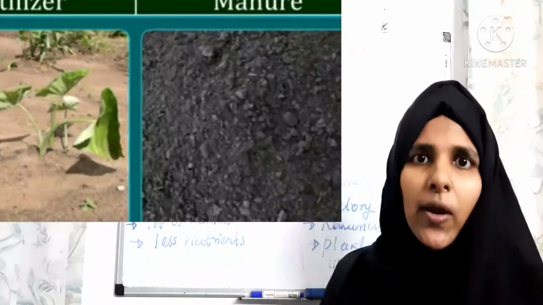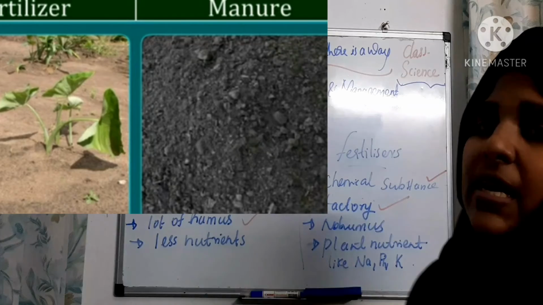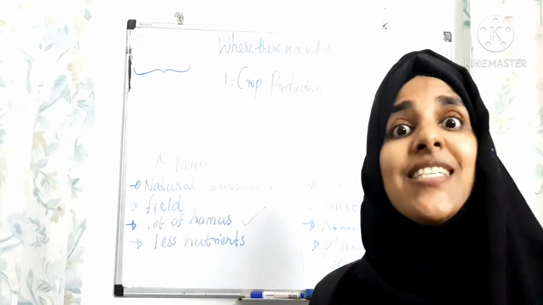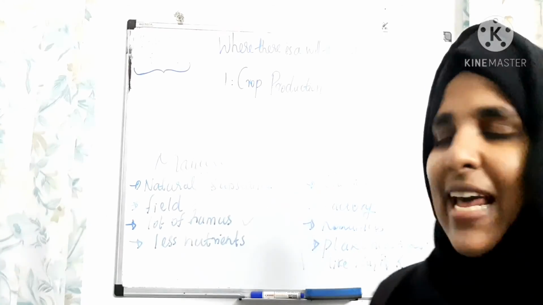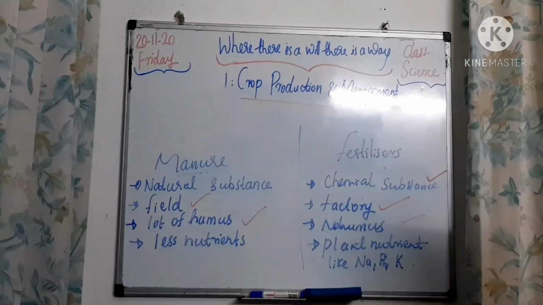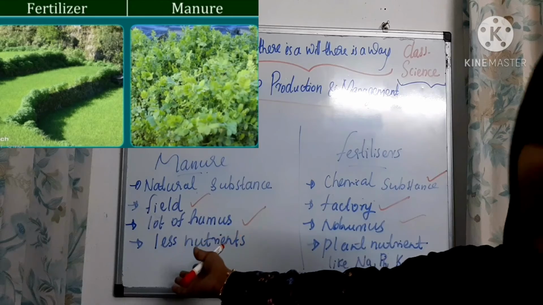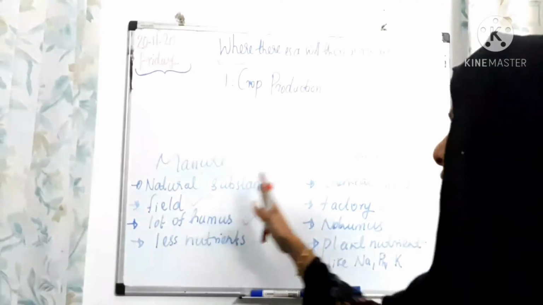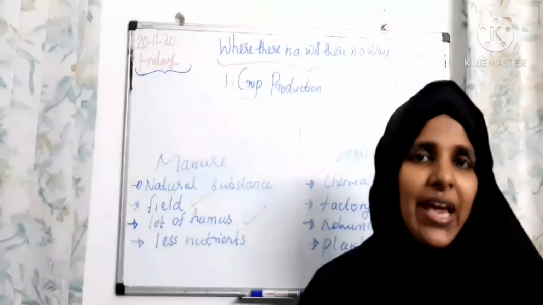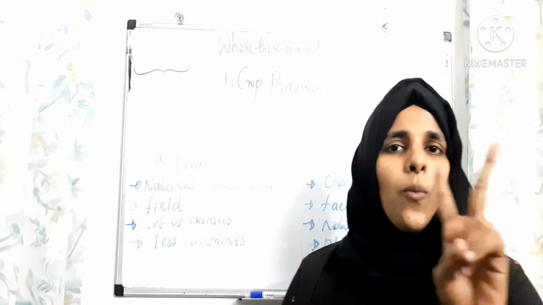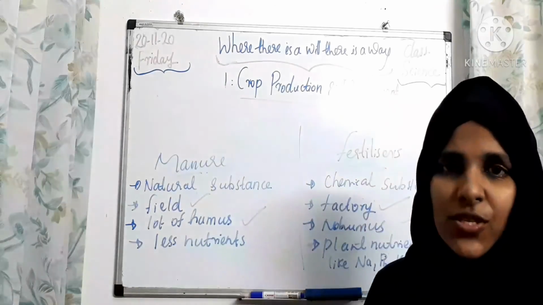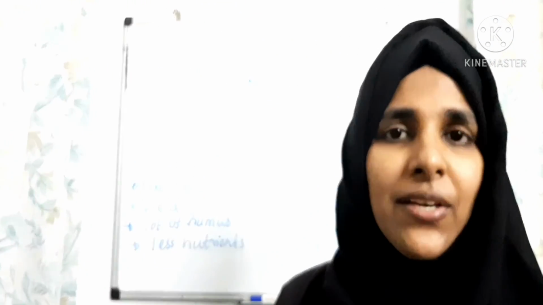Manure provides a lot of humus to the soil, but fertilizer doesn't provide any humus to the soil, okay? Fertilizers are very rich in plant nutrients like nitrogen, phosphorus and potassium. Comparatively, manure has far fewer nutrients, okay? So all of you should learn these differences thoroughly. In this class, we discussed two practices, sowing and adding manure and fertilizers. So all of you should read the chapter thoroughly, okay?